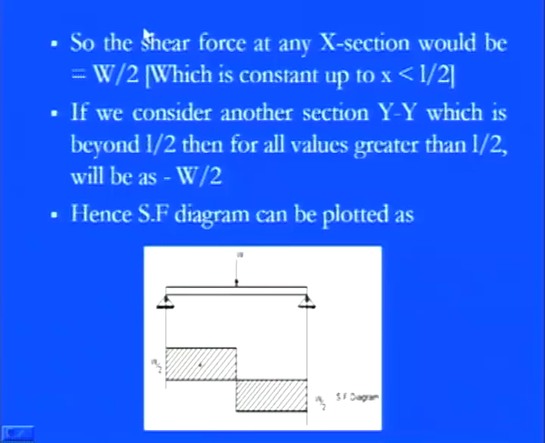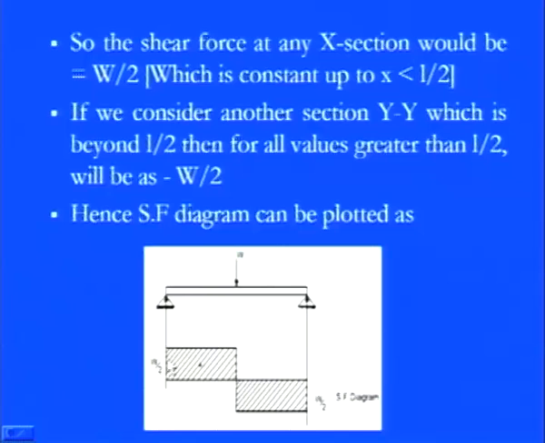So, by considering that concept, we can simply find out the magnitude of the shear force at the cross section, which would always be W by 2, constant up to x less than L by 2, because at x equals L by 2 we have an additional W. So, it will add up in that particular part.